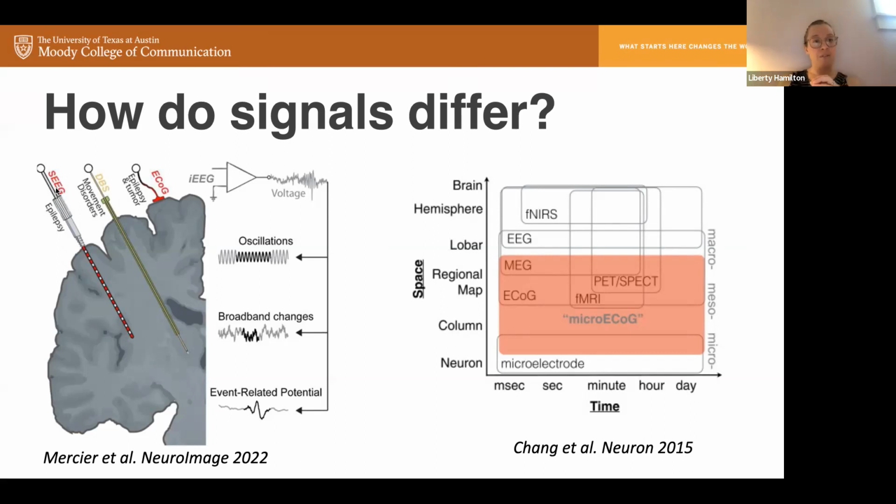These are invasive, so they are not the same as scalp EEG. These are actually inserted into the brain, and are used in cases where the seizure onset zone is hypothesized to be in a deeper source. It's also replacing electrocorticography, which are the surface grid electrodes that you may also see in this data set that I'm going to show you.